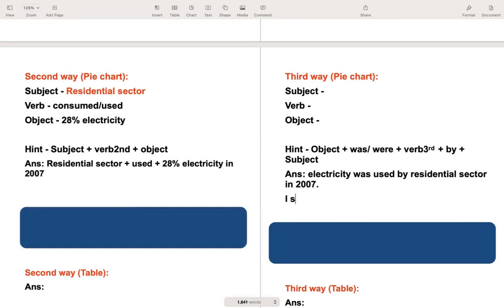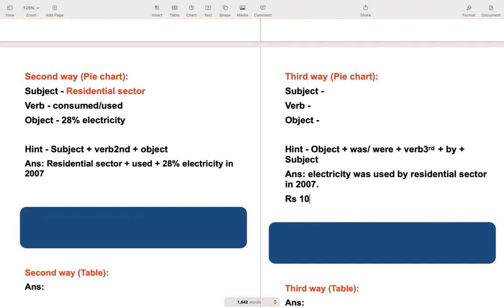I'll ask you this question. Okay, you answer this. I spent rupees 10. Can I change the location? You cannot put 10 rupees somewhere else. It has to come there because otherwise it won't make sense. Similarly, rupees 10 was spent by me. I cannot change the location of rupees 10.